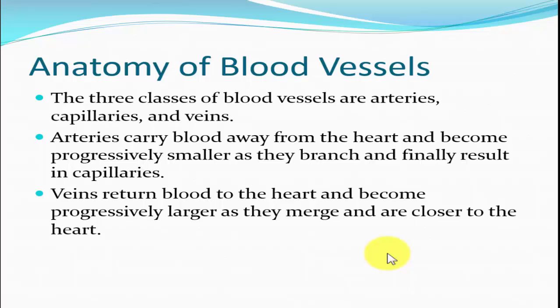Anyways, so the anatomy of blood vessels. There are 3 classes of blood vessels: arteries, capillaries, and veins. Each of these has a very different structure, but basically, like a fishing vessel, they all look a little bit different but have one main job, and that's to house something and transport something. Arteries are in charge of transporting blood away from the heart and become progressively smaller as they branch and finally result in capillaries.